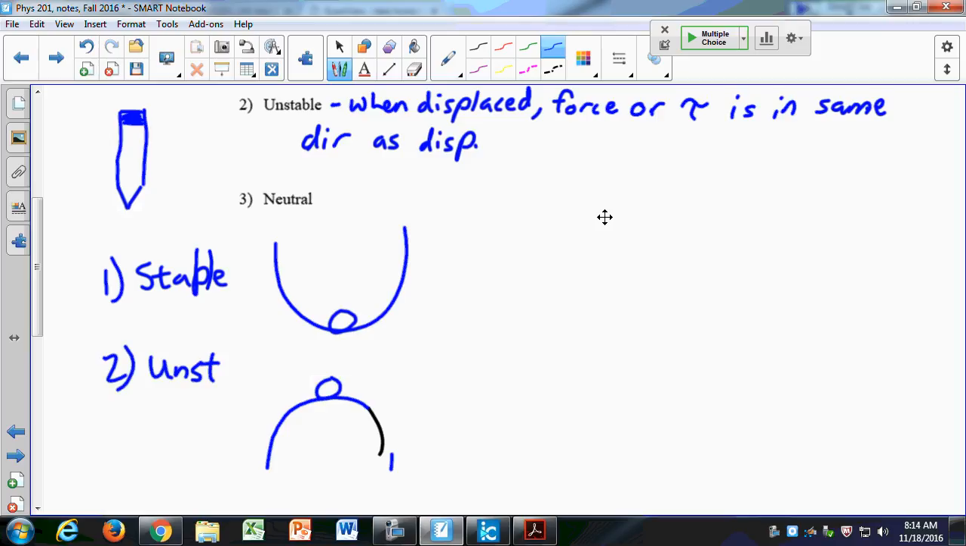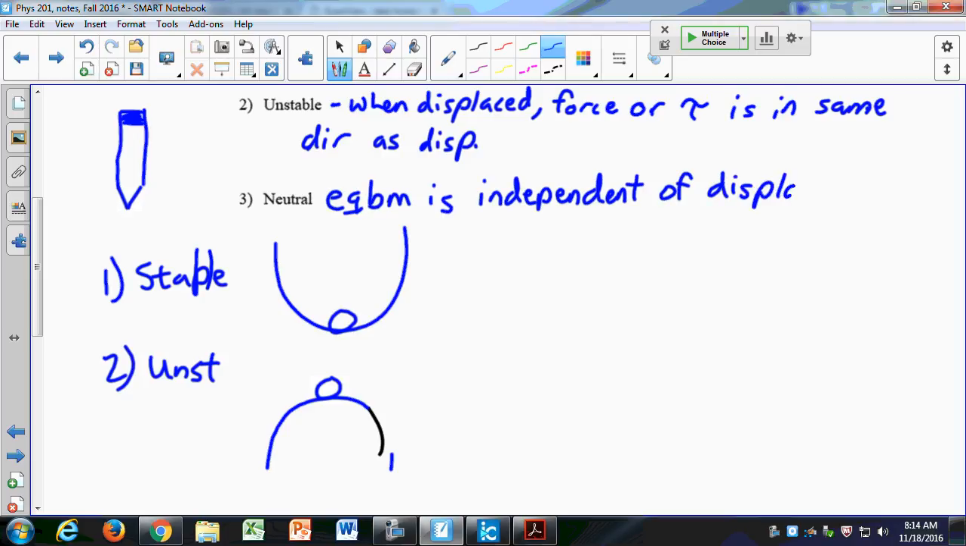And then the third is neutral. In a neutral configuration, the equilibrium is independent of the displacement. A neutral equilibrium would be just like something sitting on the ground. There are no restoring forces to take it either out of equilibrium or into equilibrium. It's just sitting on the surface. So this would be the neutral.